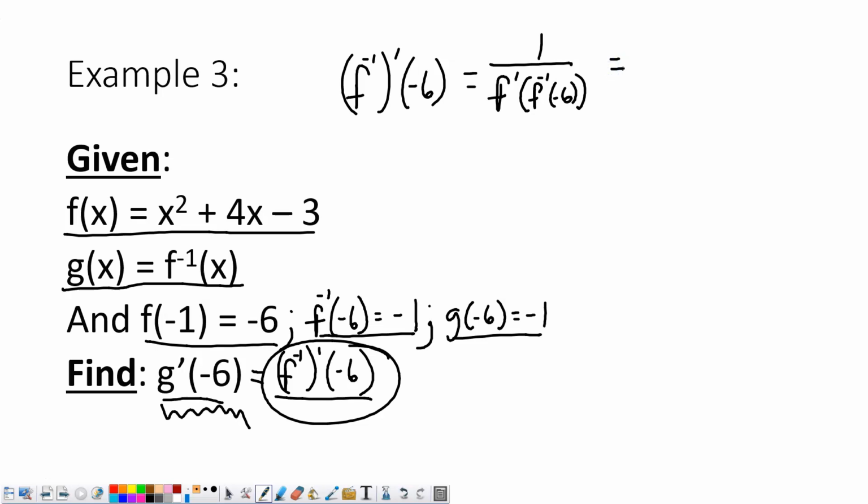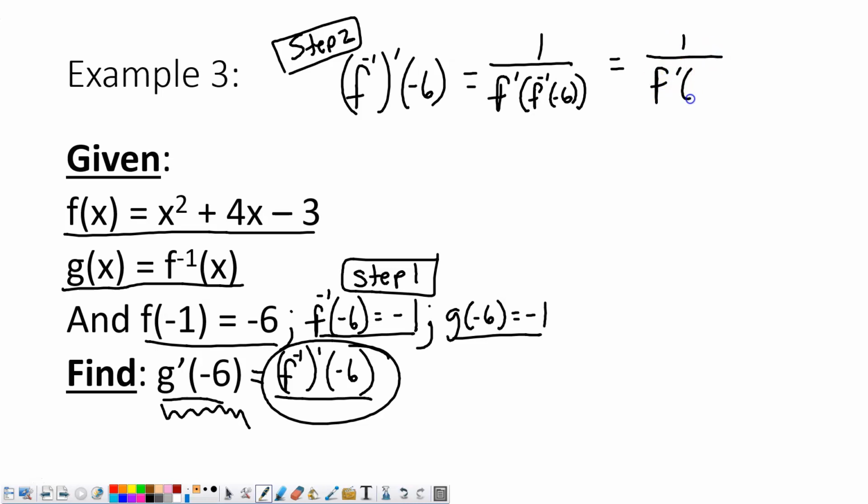So here's my advice to you guys on these. Step 1, I would do what I've done here. I would just rewrite everything with f inverse. Step 2, I would write out your formula. And then step 3 is to start simplifying it. So 1 over f prime of, well, what is f inverse of -6? We wrote it right here. f inverse of -6 is -1. So I can replace the f inverse of -6 with -1.